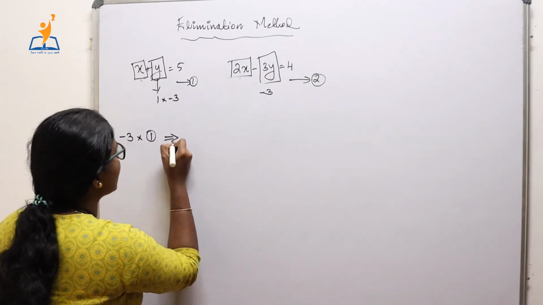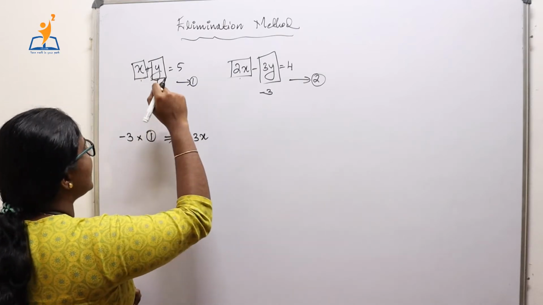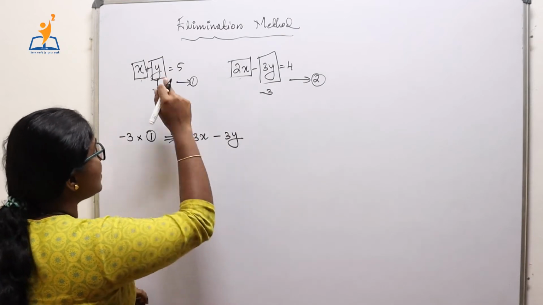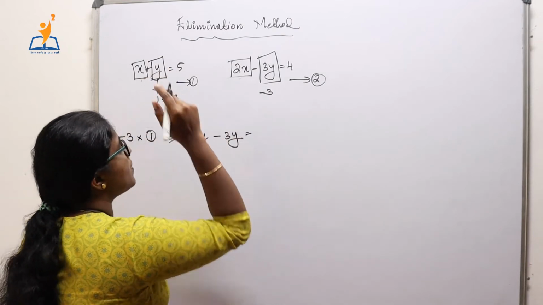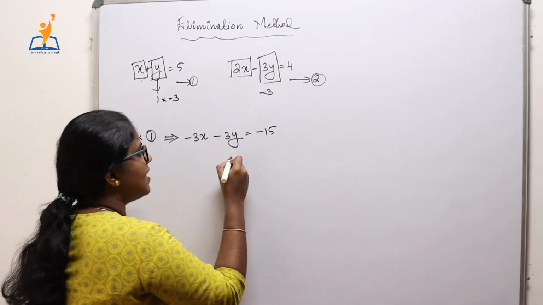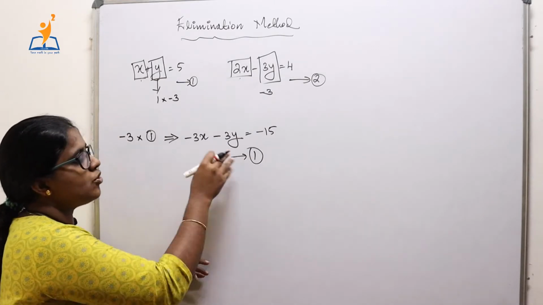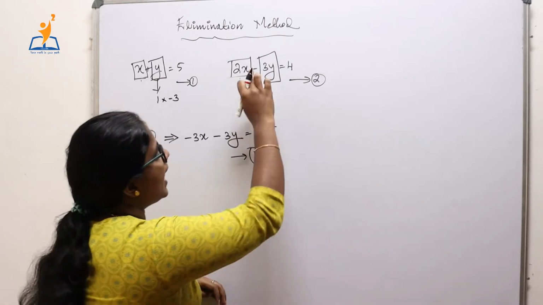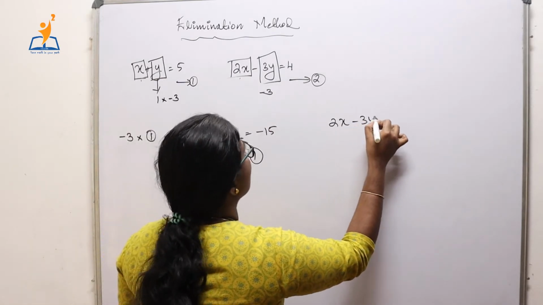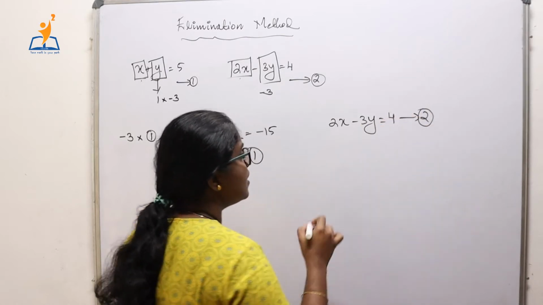What will it look like? Minus 3 into x is minus 3x. Minus 3 into y is minus 3y, equals 5 into minus 3, that is minus 15. So this is our equation 1 when multiplied by minus 3, the new form of equation number 1. And equation number 2 remains like that, that is 2x minus 3y equals 4.